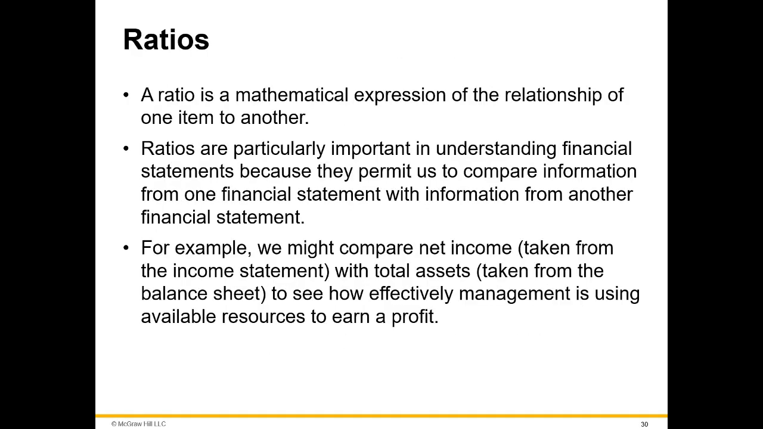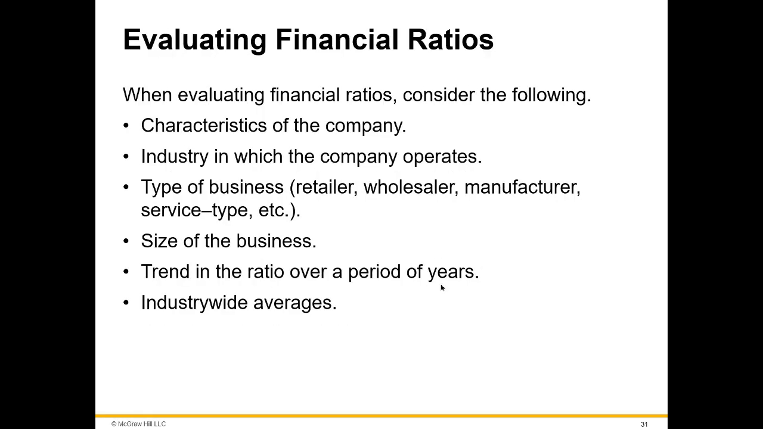We can certainly use ratios. Throughout this text thus far, we've shown ratios, showing the relationship of one item to another. For example, return on assets would just be net income divided by total assets. How are those related to each other? Is management effectively managing the business to be able to do that?